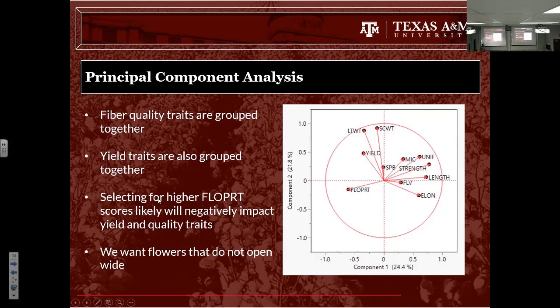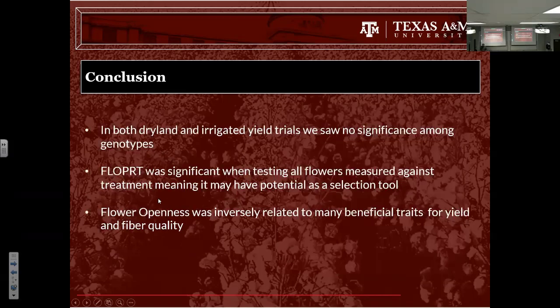But another thing to mention is my principal component 1 and principal component 2 is only showing a little over 40% of the variation being explained. So in conclusion, in both the dryland and irrigated trials, we saw no significance of monogenotypes. Flower openness was significant, but as we saw, from the little amount of data that we have for this 1 year, flower openness is inversely related to many of the beneficial agronomic traits that we would be selecting for.